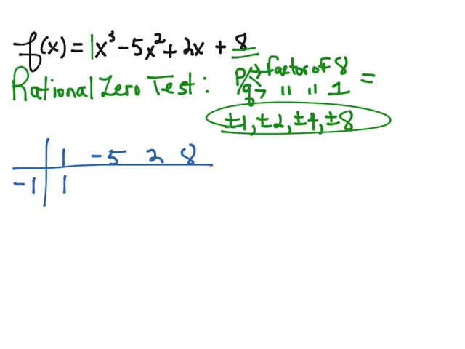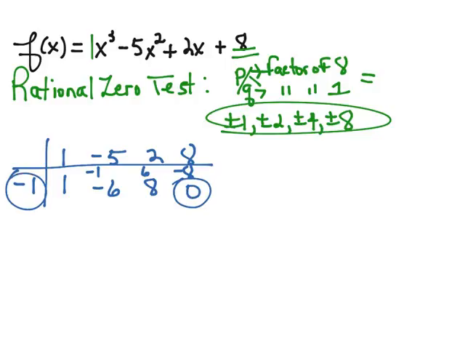I'll bring the 1 straight down. Negative 1 times 1 is negative 1. Negative 5 plus negative 1 is negative 6. Negative 1 times negative 6 is 6. 2 plus 6 is 8. Negative 1 times 8 is negative 8. And I do get 0 out. I got a 0 remainder.